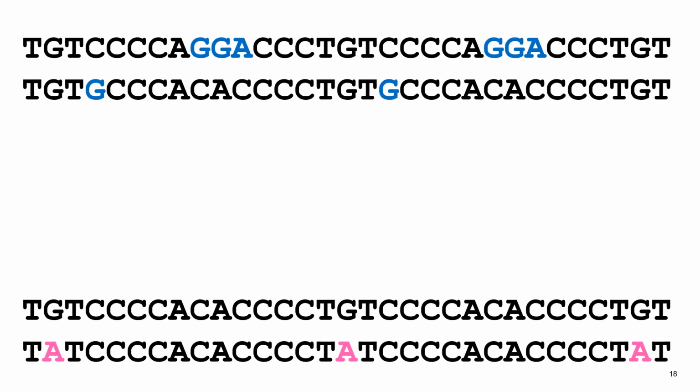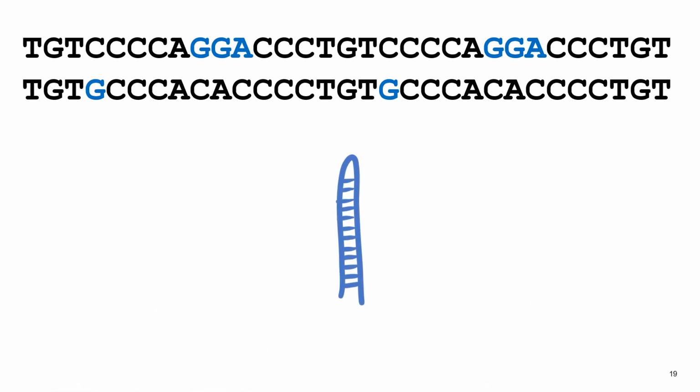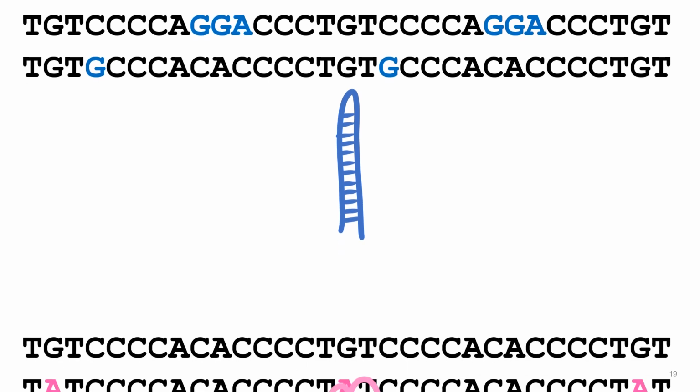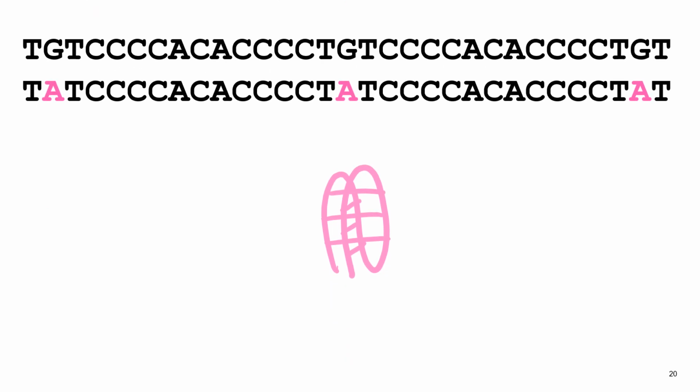Our work shows that these different variants in sequence fold into different DNA shapes. For example, these sequences fold into hairpin-like structures. And these sequences fold into i-motifs.